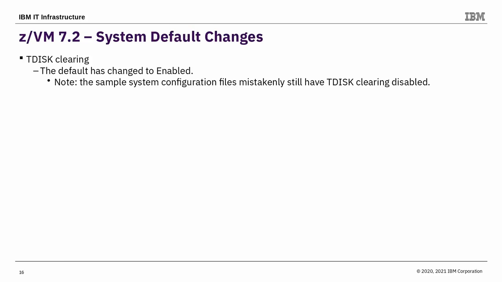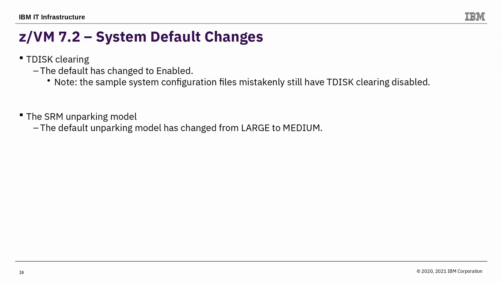So there've been a few system default changes. These are just a couple of reminders of those. They're in the leveraging new function presentation, but I brought them into this platform update because I thought they're worthy of mention. TDISC clearing is now enabled by default. So in other words, if you define a TDISC, put some data on there, detach it, and then somebody else gets the same extents on the disk, they are automatically zeroed, which is kind of what you'd expect for disk behavior these days. And the sample system config files still have it listed as disabled in system config, but the system default itself has changed.